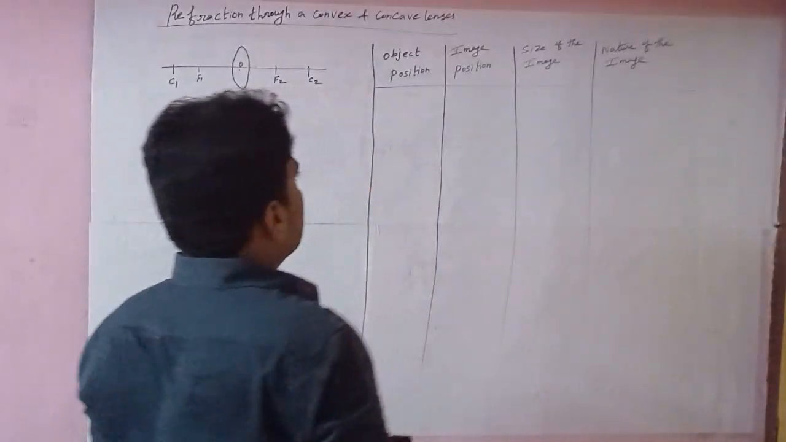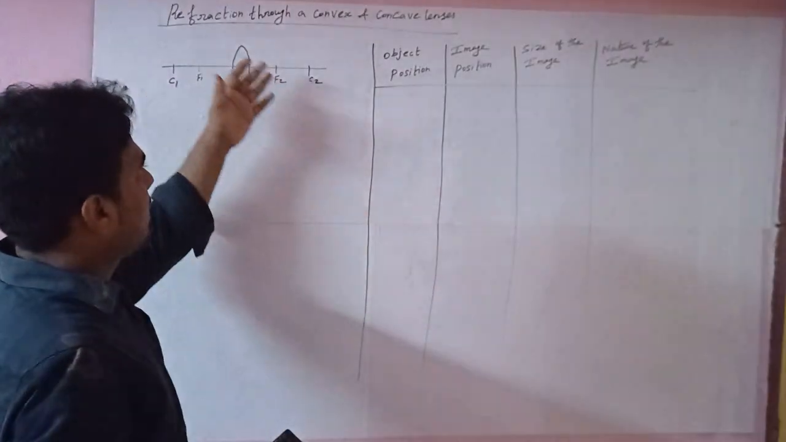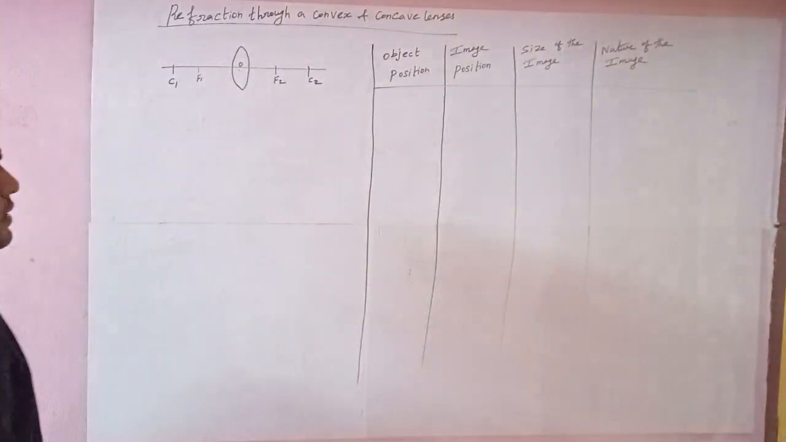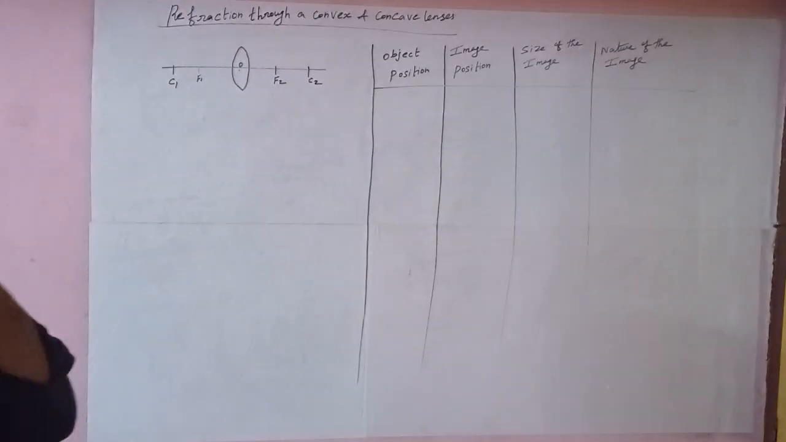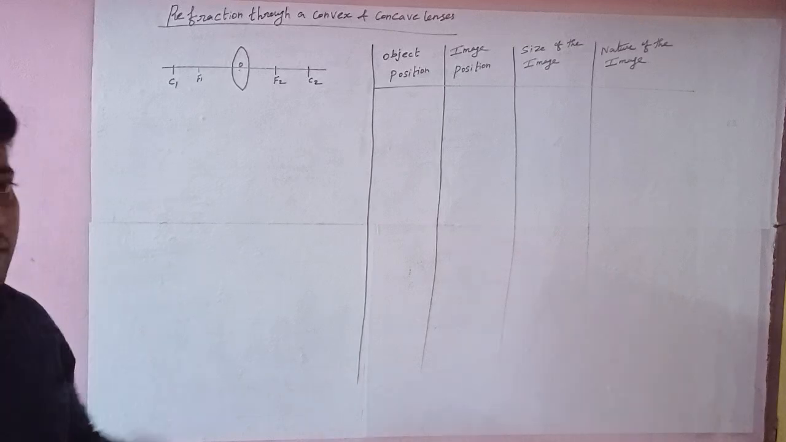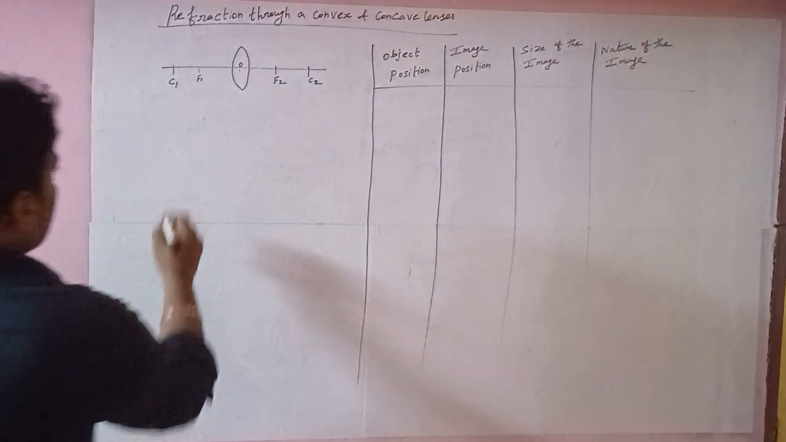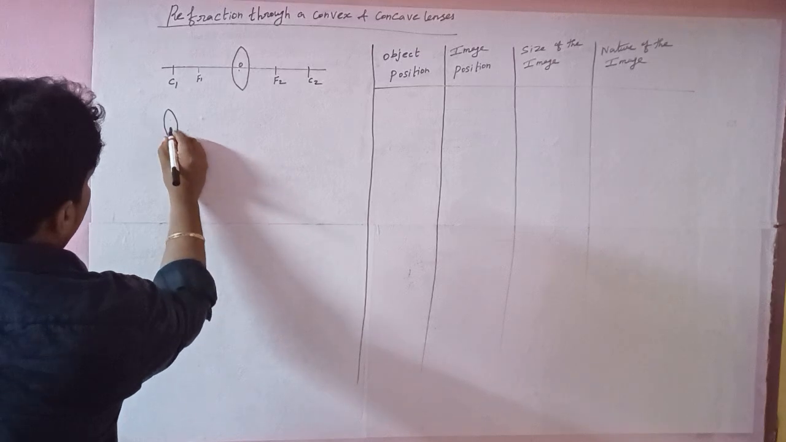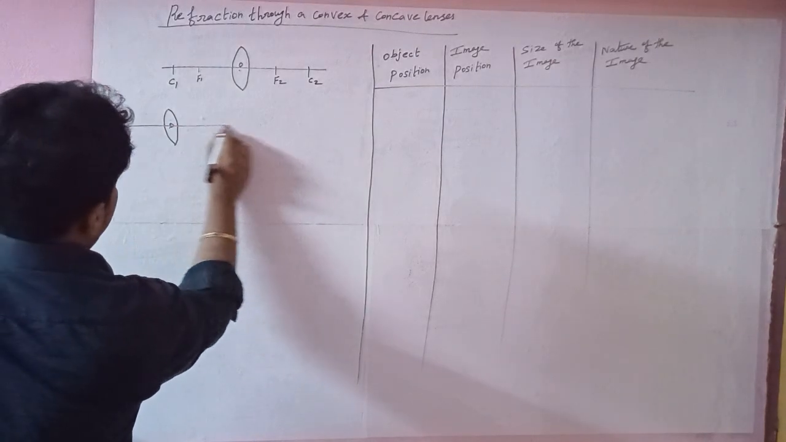Listen here, studying this condition will be very useful. First, you should know the rules. For example, this is a convex lens. O is the optic center. This is the principal axis.